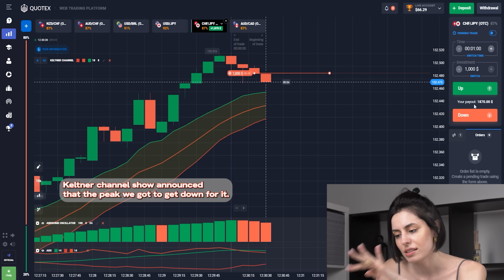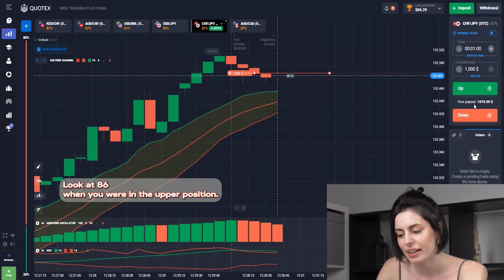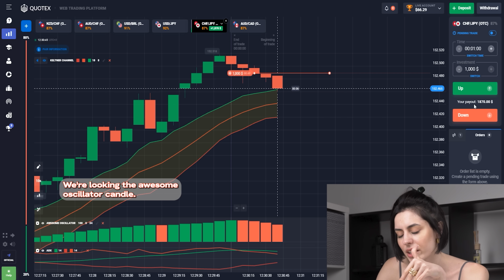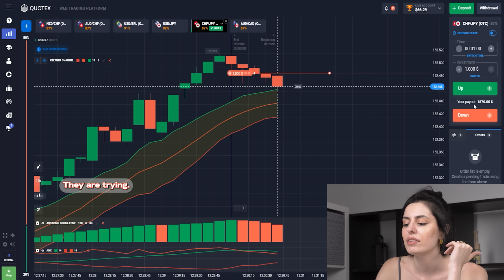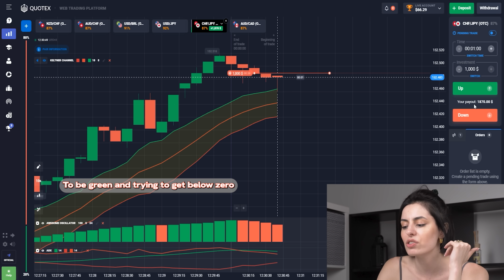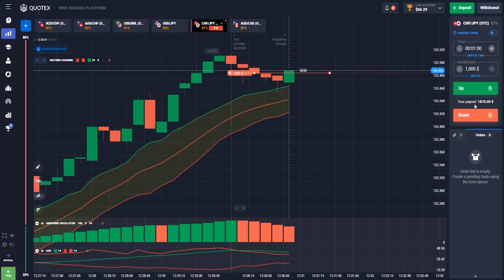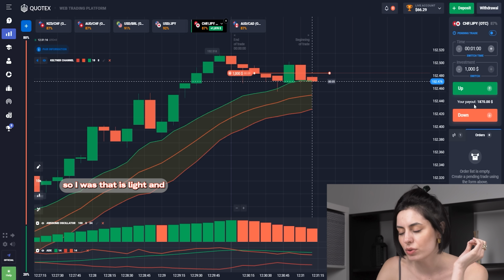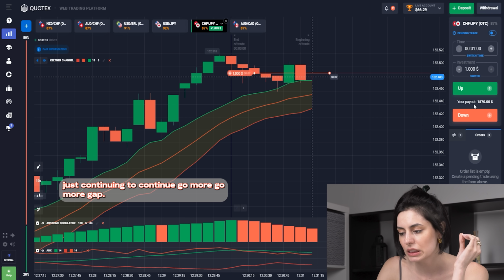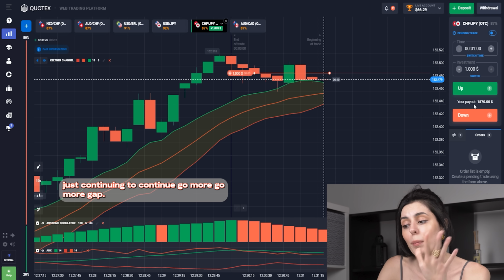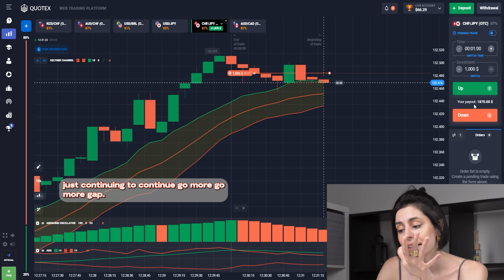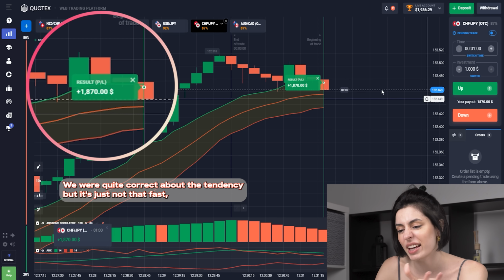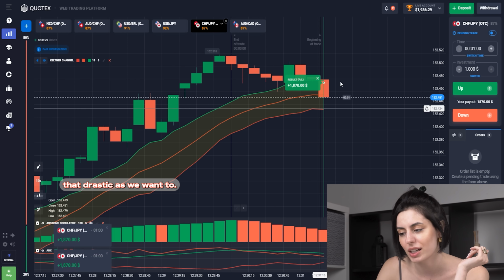Keltner channel showing us that the peak, we gotta get downward. Look at the ADX green line showing us we were in the upper position, gonna get downward. Look at the awesome oscillator candles. They turned green and are trying to get below zero. So I wish that sliding just continued. Go more. Yep, we were quite correct about the tendency, but it's just not that fast, not that drastic as we wanted.